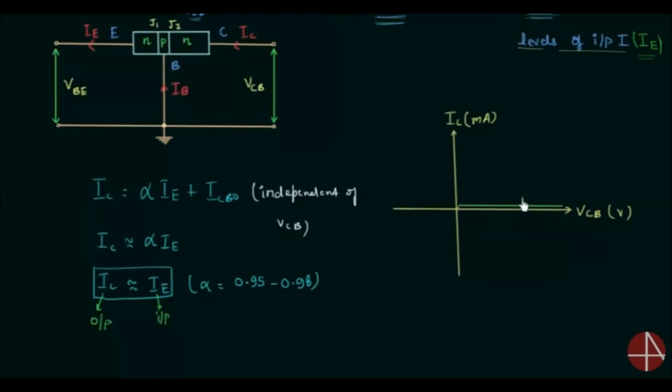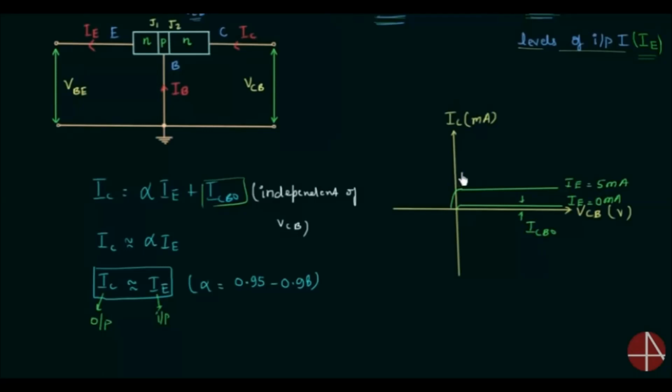This small current is ICBO, the reverse saturation current. When IE is equal to 0, IC is equal to ICBO. This is when IE is equal to 0 milliamps. When IE is equal to, let's say, 5 milliamps, the collector current is nearly equal to 5 milliamps, and the plot will look like this.